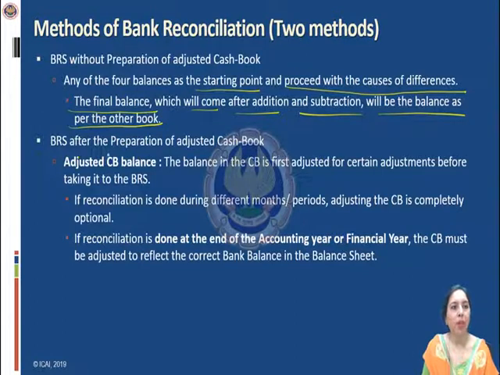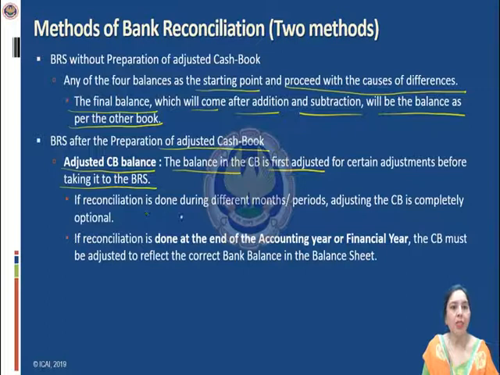When you are preparing the BRS with the help of an adjusted cash book, how do you need to proceed? Let's see that. First of all, you have to take the adjusted cash balance. How do we take that? In the balance, the adjustments will first be done before taking it into the BRS. That means whatever cash balance you have will be adjusted for certain causes which we have seen in the previous slides, where they give a difference in the opening balance. So such opening balance will be adjusted and the adjusted cash book will be made.